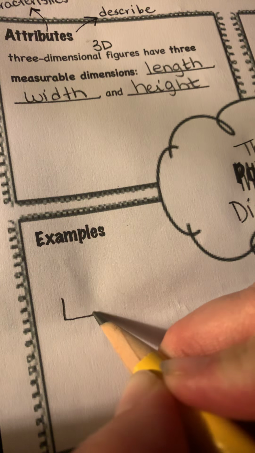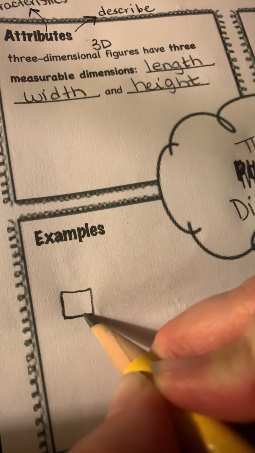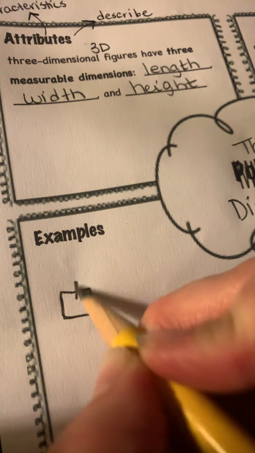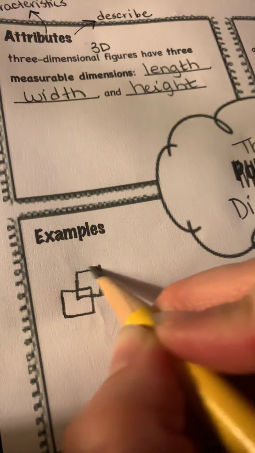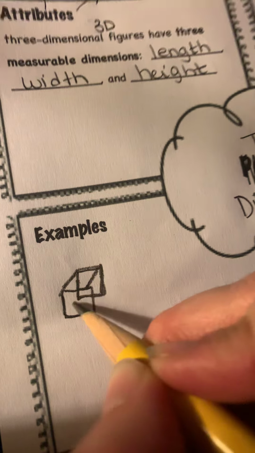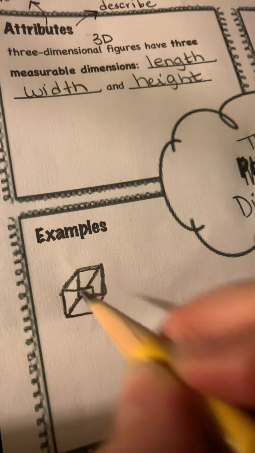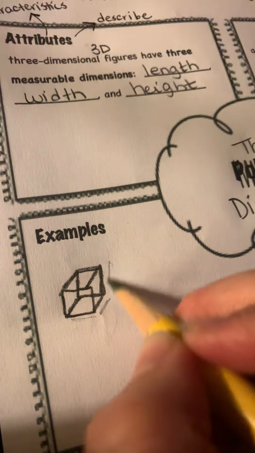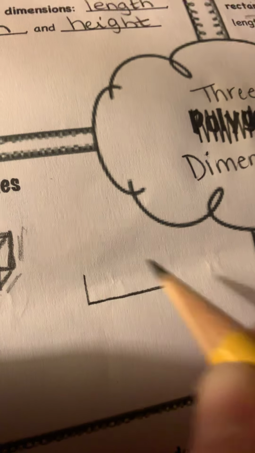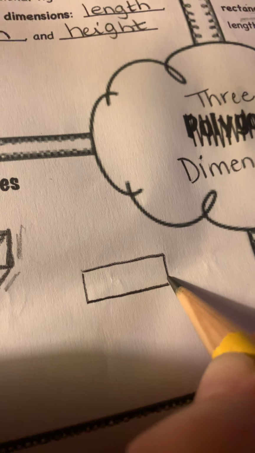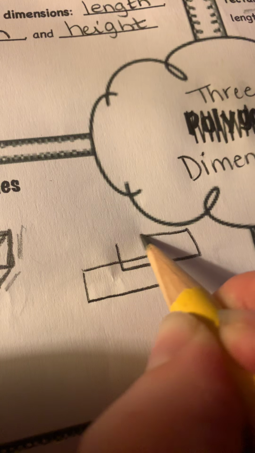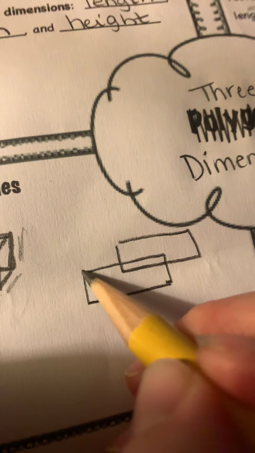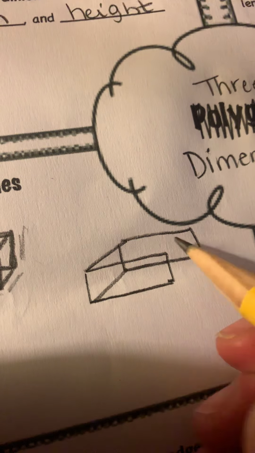So, this is just kind of showing them how to draw some 3D. So, draw a square. And then draw another square in the top right corner. And then connect these vertices. And you've got length, you've got width, and you've got height. 3 measurable dimensions. To draw a rectangular prism, draw a rectangle. And then in that top right corner, draw another rectangle. Try to be congruent. And then connect vertex to vertex, vertex to vertex.